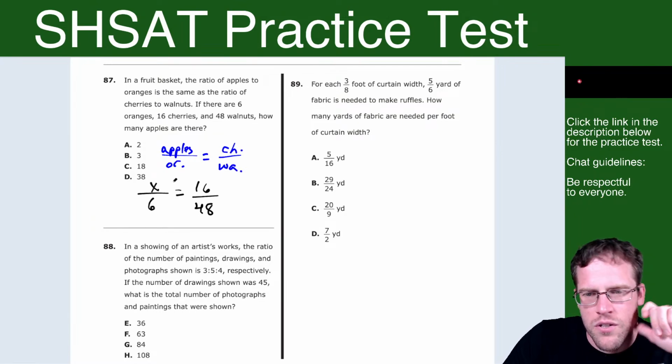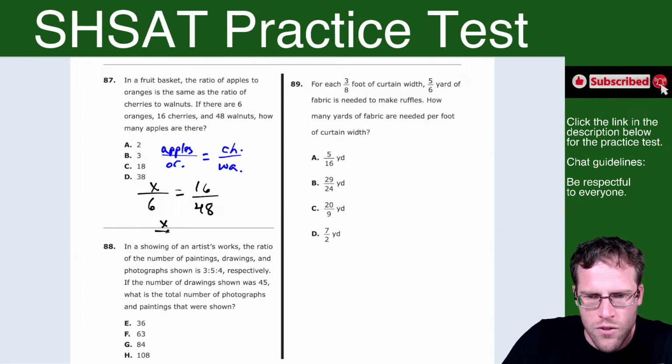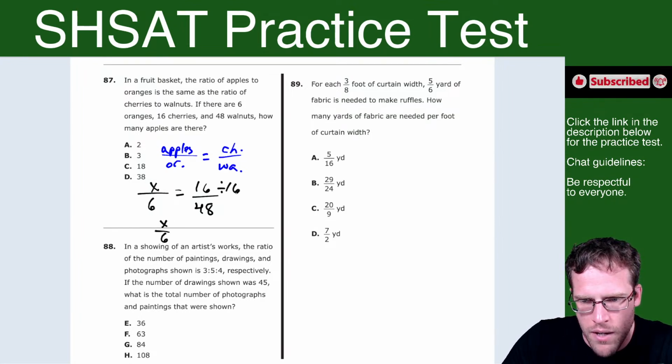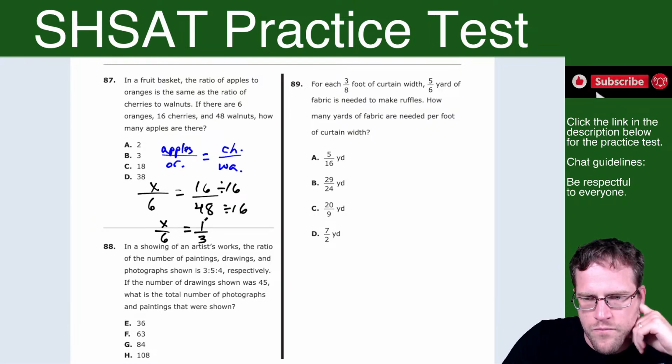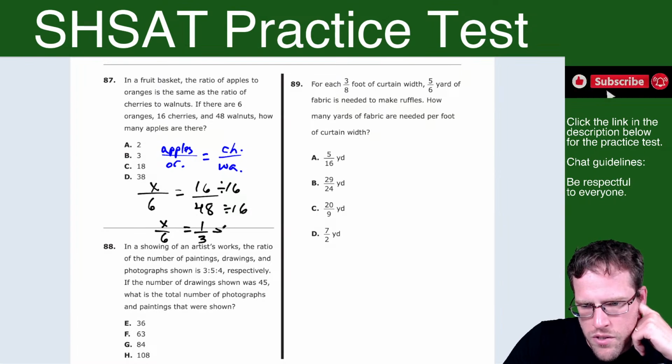All right, so this you could multiply, but I think an easier way is to reduce. So I would say x over 6. This one I'll divide top and bottom by 16. And now it reduces to 1/3. You could even just say times 2 times 2, so x is 2. That works. Or you could just do 3x equals 6. But either way, x equals 2. So 2 apples.